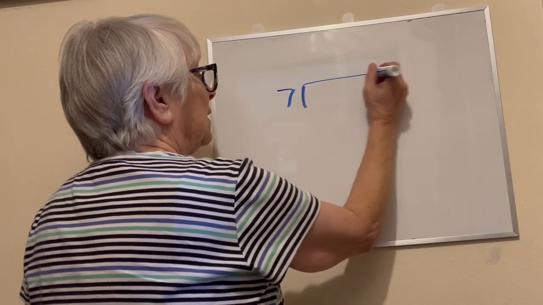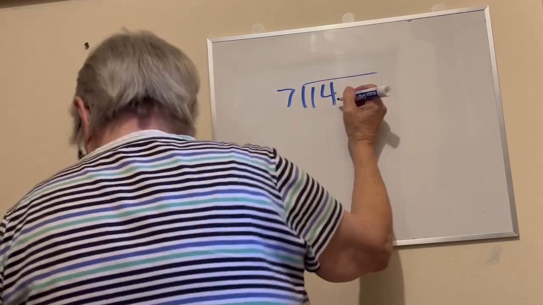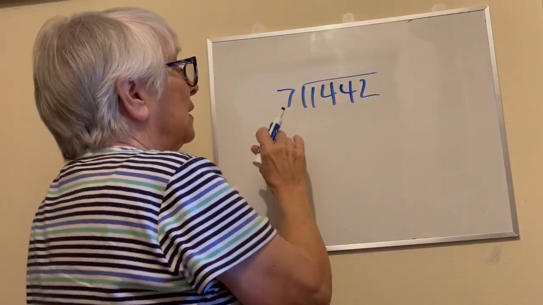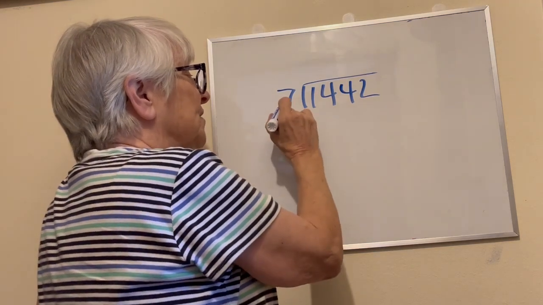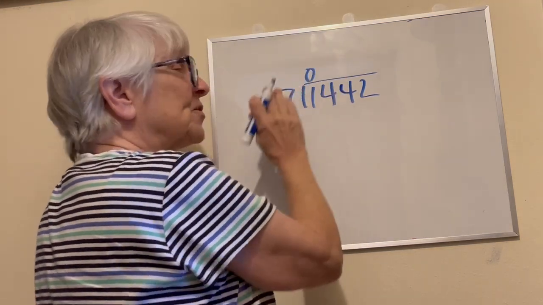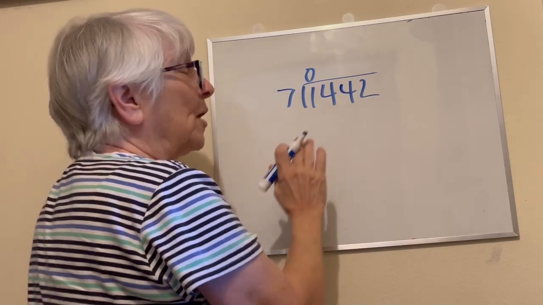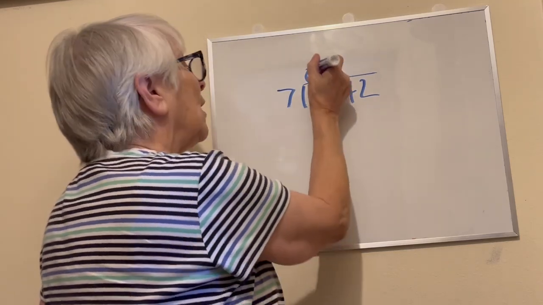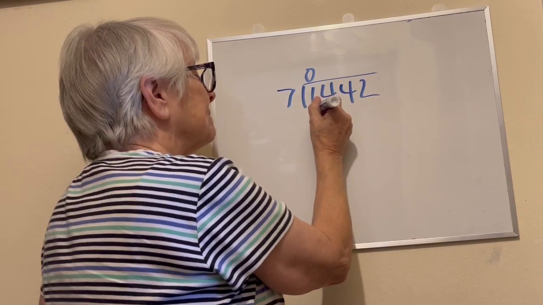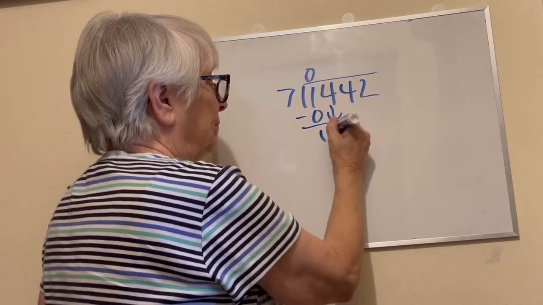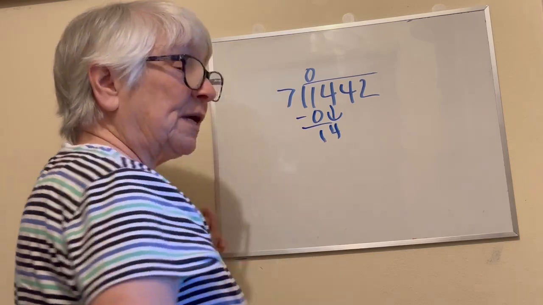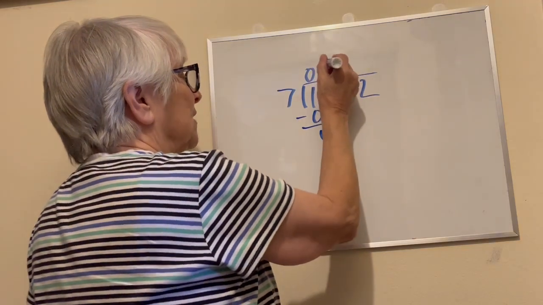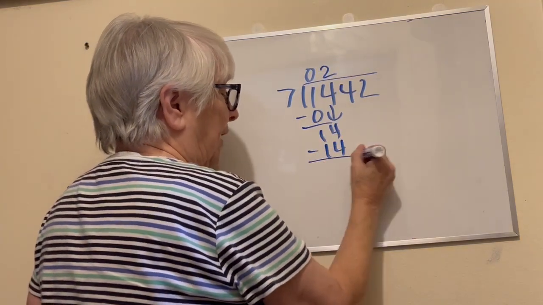7 into 1442. So first we divide. Does 7 go into 1? No. Now that first 0 doesn't change anything, but it keeps a place. It's a placeholder. Does 7 go into, well, I'll multiply. Multiply, subtract, bring down. Now I've got 7 into 14. Does 7 go into 14? Yes. 2 times. And 2 times 7 is 14, and subtract.